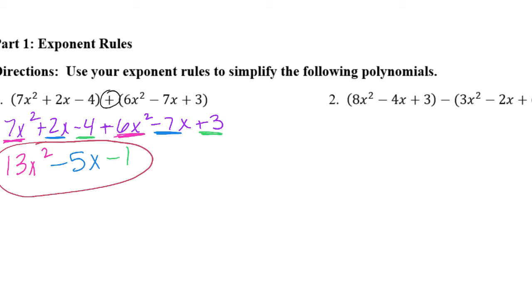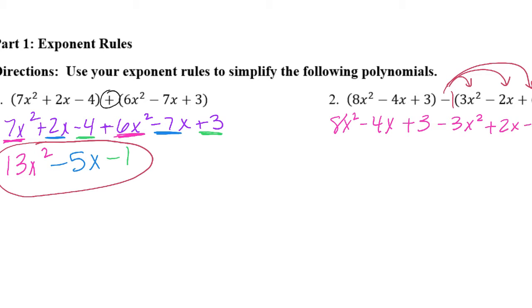All right, if you're looking at number 2, it has a negative. It's subtracting them. So this is a negative 1 in front of the second set of parentheses. So we are going to have to distribute that to everything. So if we rewrite what we have: 8x squared minus 4x plus 3 minus 3x squared plus 2x minus 6, because all of those are being multiplied by negative 1, so all of them have their signs changed.